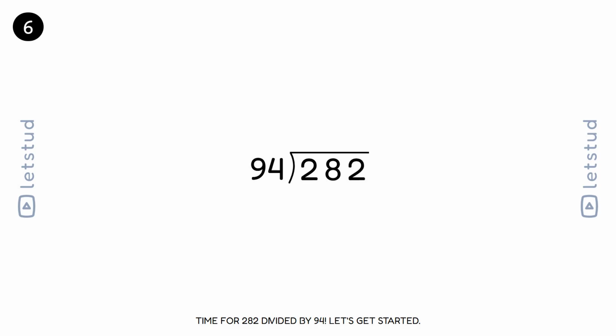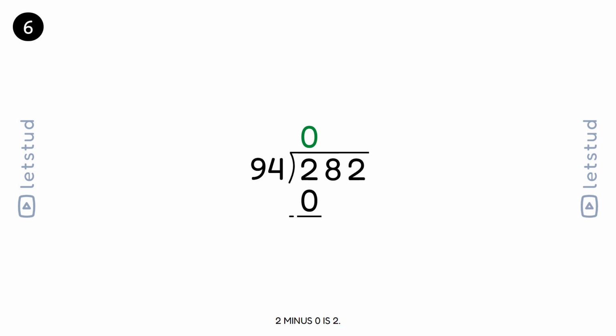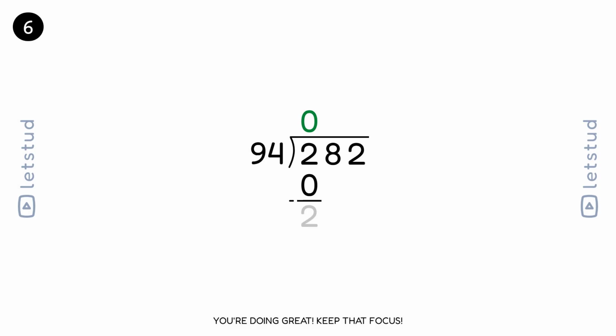Let's get started. We start with the first digit, 2. 94 doesn't fit into 2, so that's 0 times. 0 times 94 is 0. 2 minus 0 is 2. You're doing great, keep that focus.